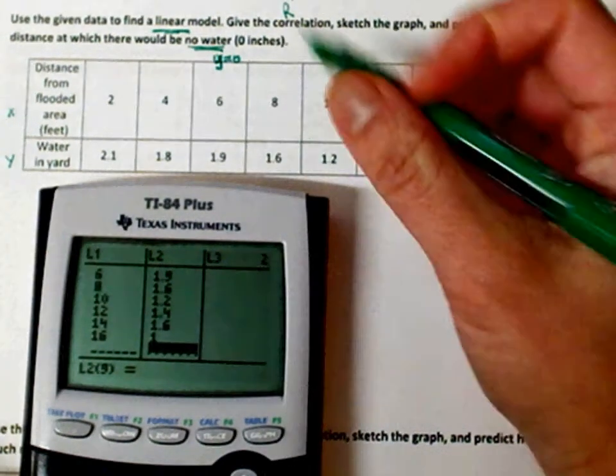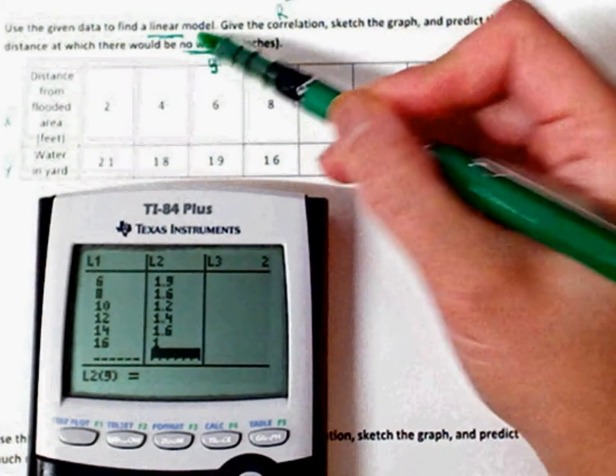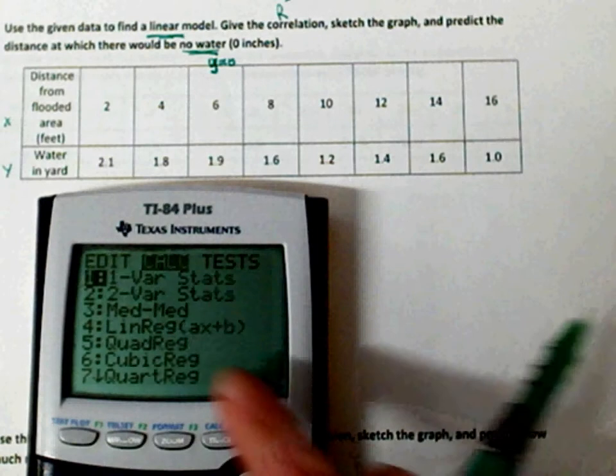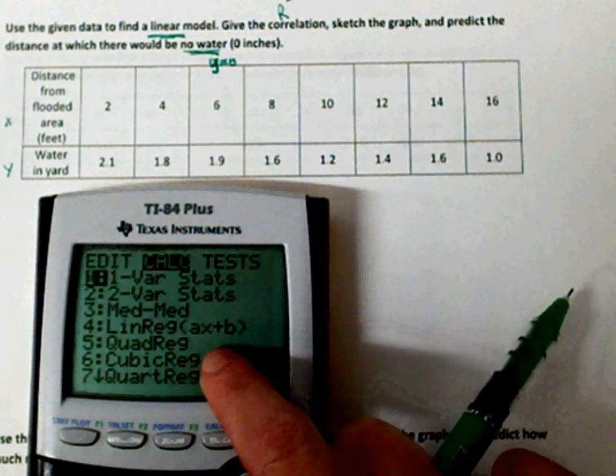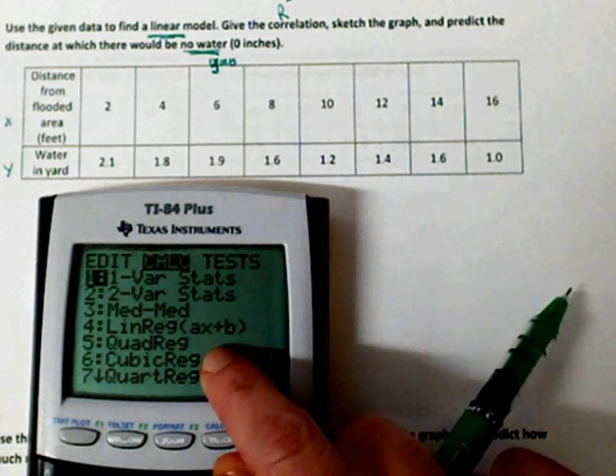All right, it says use the linear model. So hit stat, right click, go to your linear. You probably would rather use this one instead of number 8 because this looks like mx plus b, and you are more familiar with that.